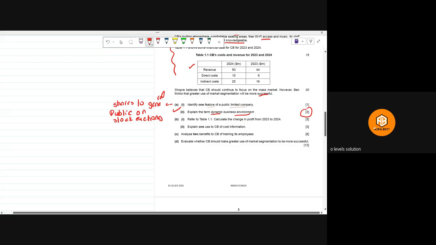Okay. So first of all, let's see the second sub part of the A part. We need to define the term dynamic business environment. So we can simply say that a dynamic business environment is one that is constantly changing and evolving.